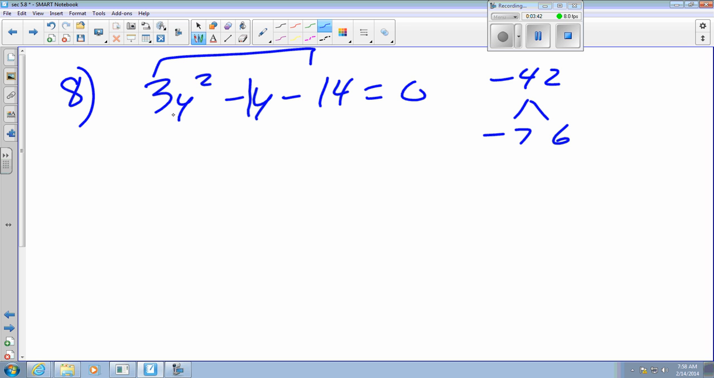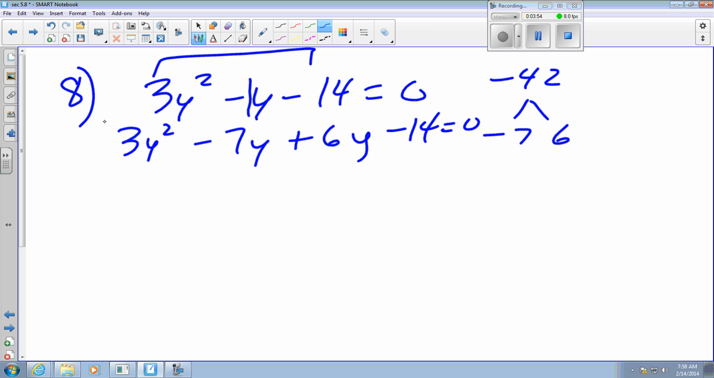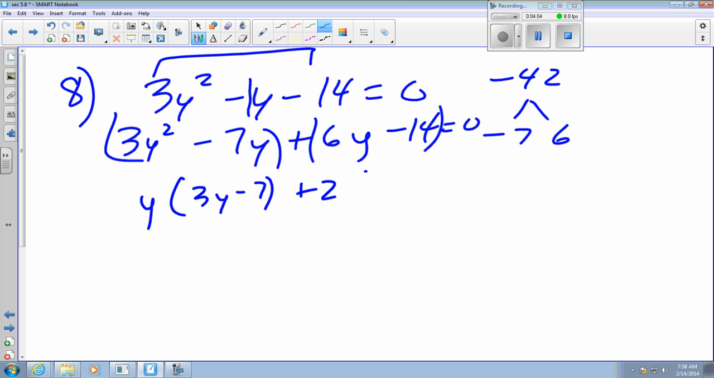Again, there's a number in front of the squared term, so I have to split my middle term. That shortcut only works when there's no number in front of the x squared. So we're going to regroup. Greatest common factor looks like a y, leaving me with 3y minus 7. I can take a 2 out of this one, leaving me with 3y minus 7. It's a very good sign when those are the same.